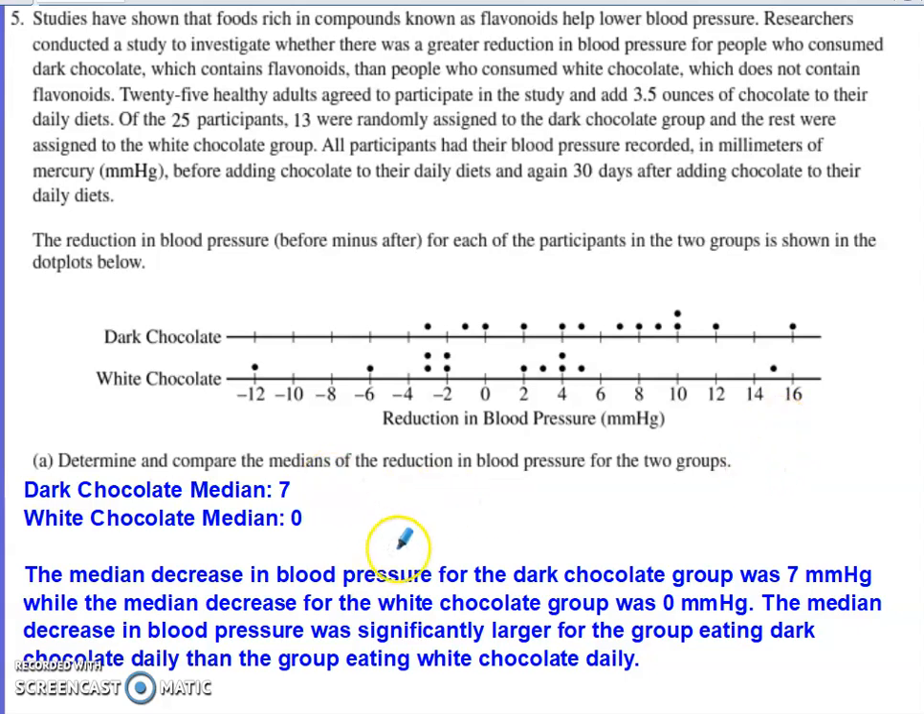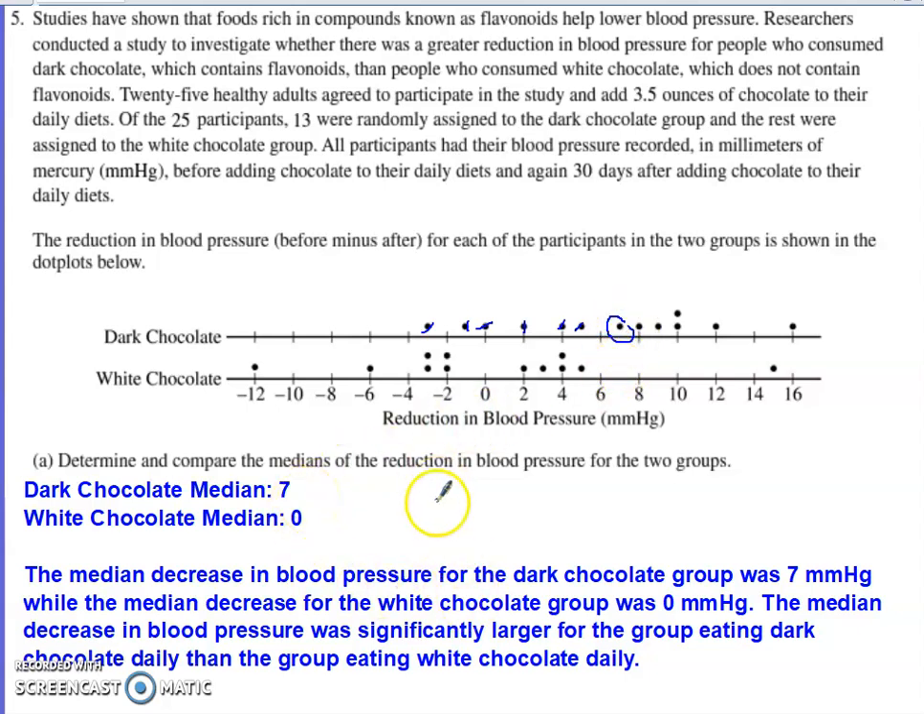Part A asks us to determine and compare the medians of the reduction in blood pressure for the two groups. So, for the dark chocolate median and the white chocolate median, it's pretty simple to do this with the dot plot. Everything's already in order. In the dark chocolate group, we had 13 total people. So if I just crossed out 1, 2, 3, 4, 5, 6 data points on the low end, I could do the same and work in 6 data points from the high end. I should have this one right here with a value of 7 as my median.